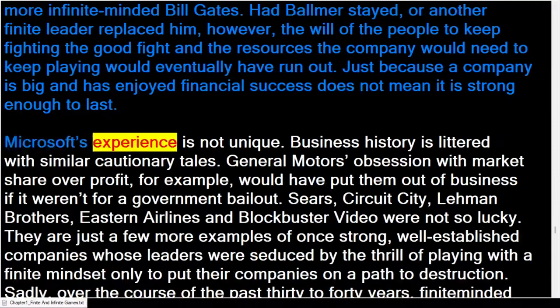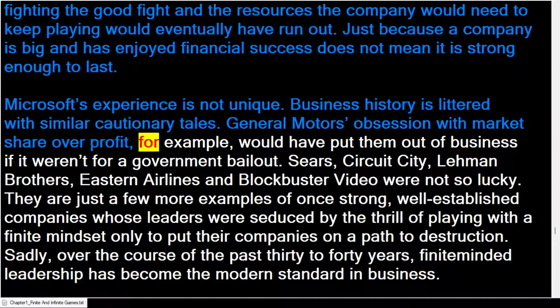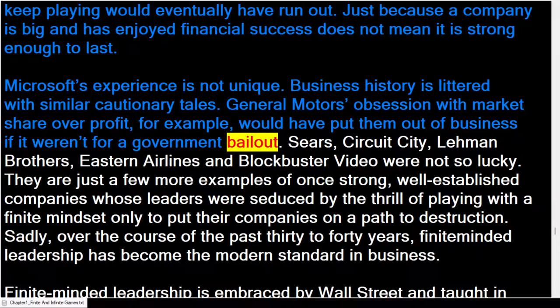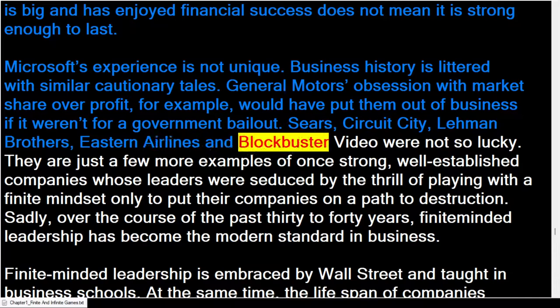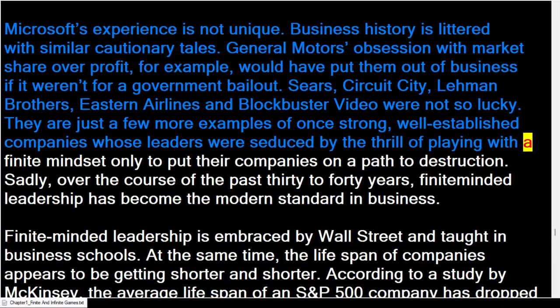Business history is littered with similar cautionary tales. General Motors' obsession with market share over profit, for example, would have put them out of business if it weren't for a government bailout. Sears, Circuit City, Lehman Brothers, Eastern Airlines, and Blockbuster Video were not so lucky. They are just a few more examples of once strong, well-established companies whose leaders were seduced by the thrill of playing with a finite mindset only to put their companies on a path to destruction.